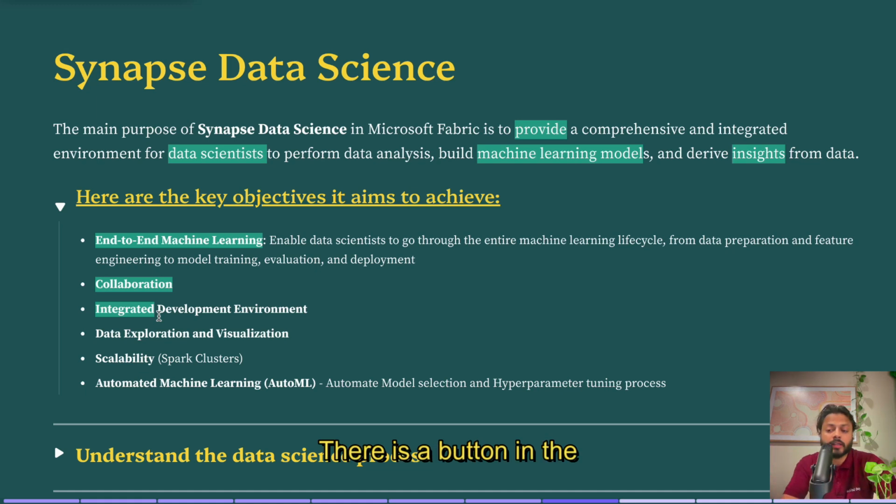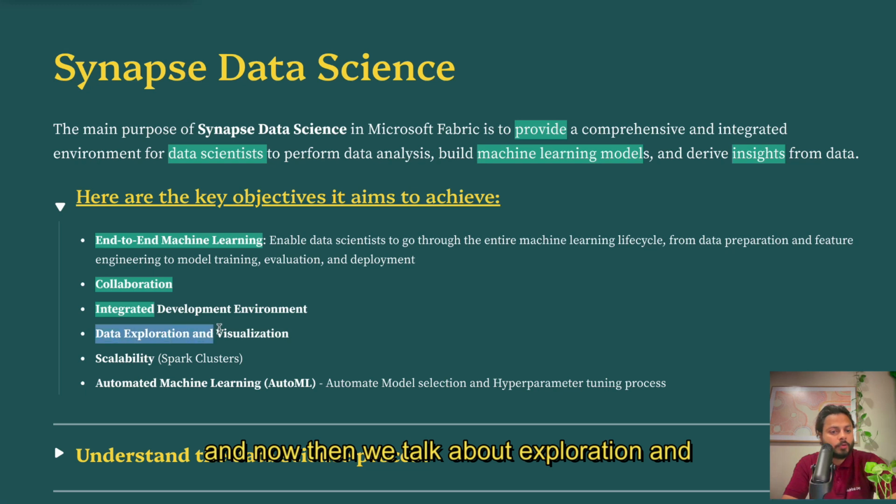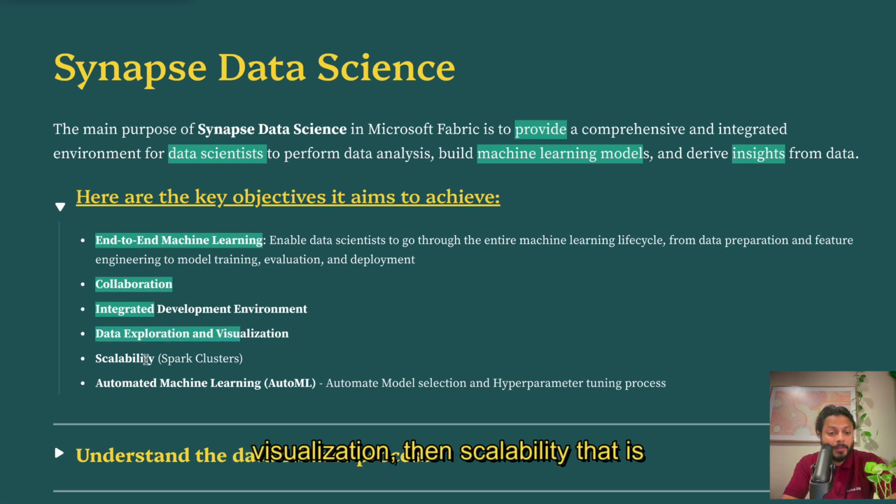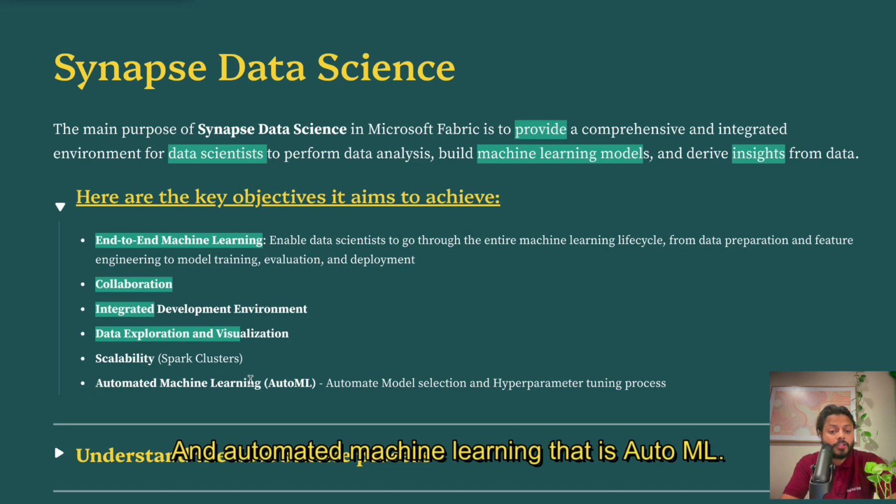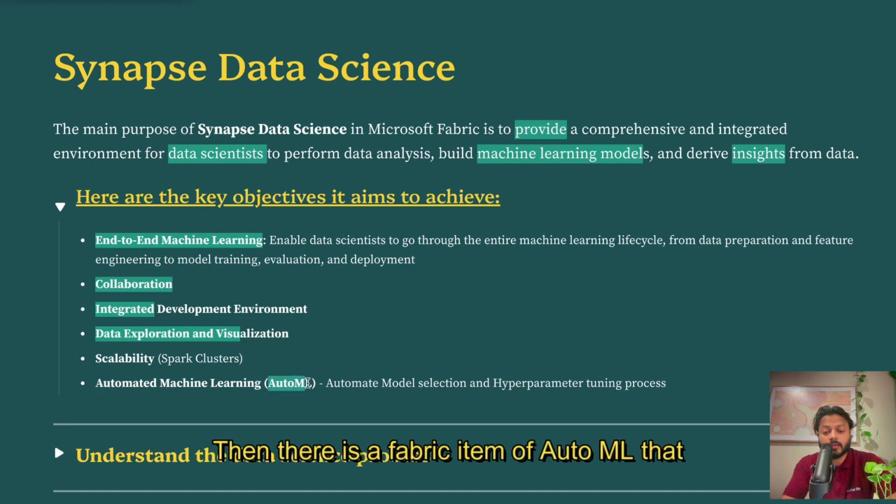There is a button in the experiences that you go in Fabric. And now when we talk about exploration and visualization, then scalability, that is important, that is the concept from Spark, and automated machine learning, that is AutoML. Then there is a Fabric item of AutoML that you can use. This is good for automating the model selection and hyper parameter tuning process.